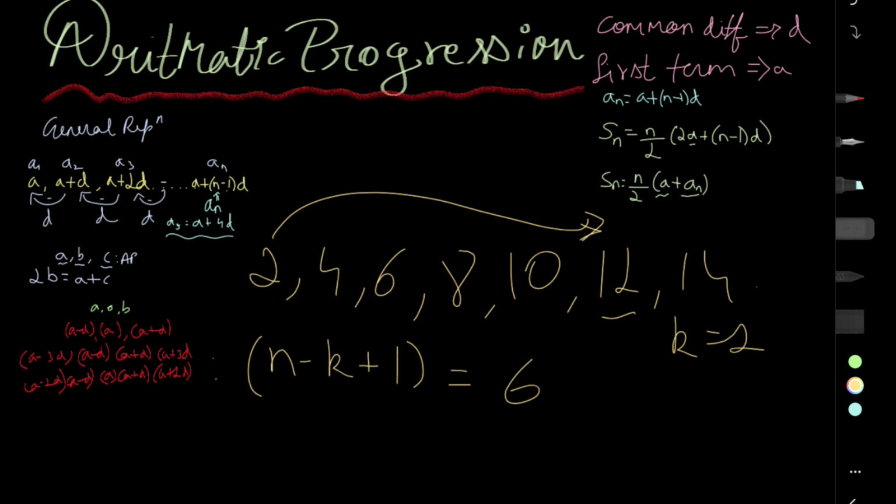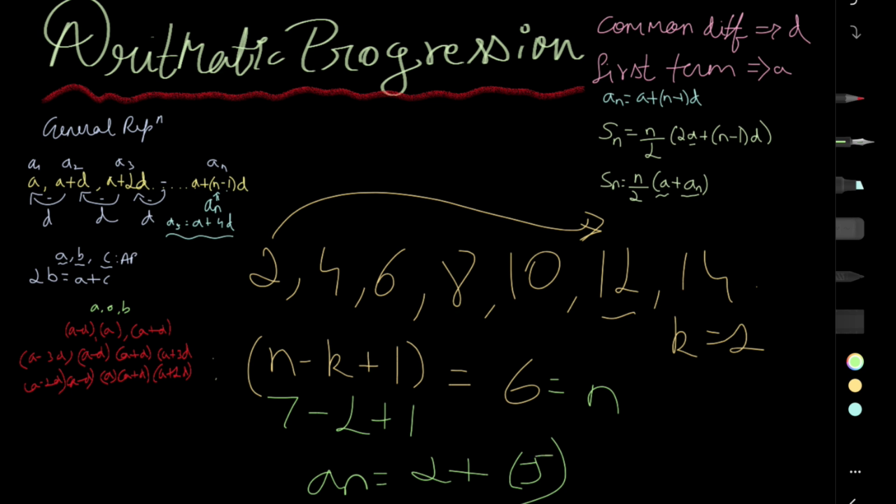N is 7. N is 7 minus 2 plus 1. So 5, 6 will come. Then from first it is 6. From an, a is 2 plus 6 minus 1, which is 5. 6, n minus 1, 6 minus 1 is 5. 2, 5 2s are 10. 10 plus 2, 12. Simply we can solve it. Sorry for the inconvenience caused.